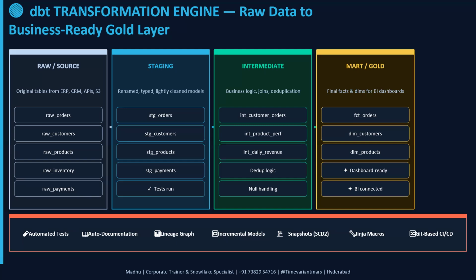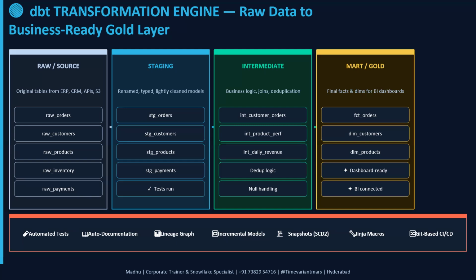All the way to the final number. So an executive can look at a number on a dashboard and trace it all the way back to the source system in one click. This is called data lineage, and this is what companies are paying serious money for.